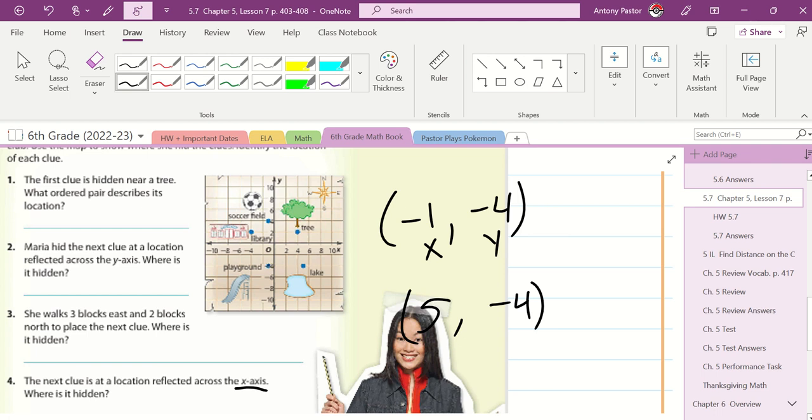So remember, from negative 1 to 0 is 1 jump. Then from 0 to 1, 0 to 2, 0 to 3, 0 to 4, 0 to 5. I think, okay, let's restart. I got a little confused. So negative 1 to 0 is 1. 0 to 1 is 2. 1 to 2 is 3. 3 to 4 is 4. 4 to 5 is 5. And I completely lost track again.